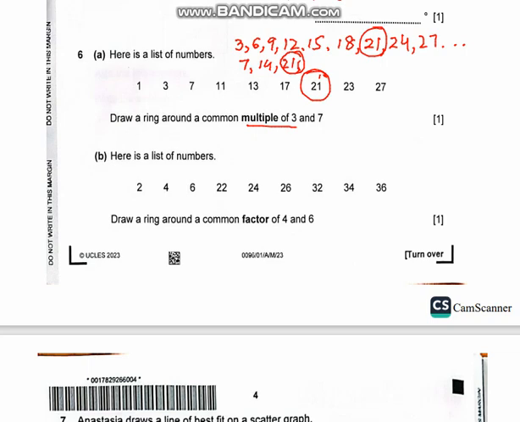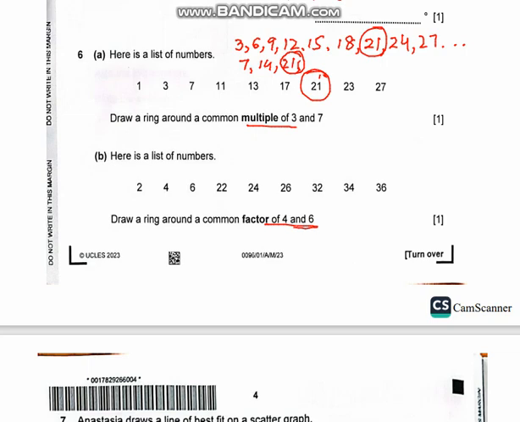Now the second part is, here is a list of numbers 2, 4, 6, 22, 24 and so on. You have to draw a ring around the common factors of 4 and 6. So you can simply write the factors of 4 and factors of 6 and then you have to draw a ring around the common factors, my dear.